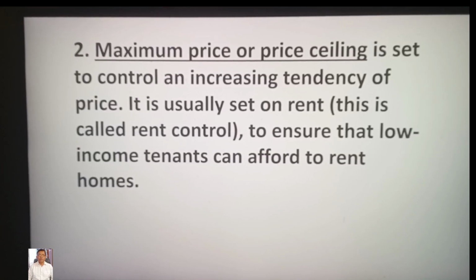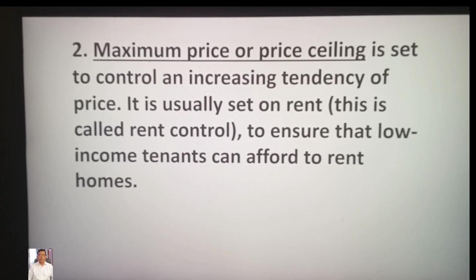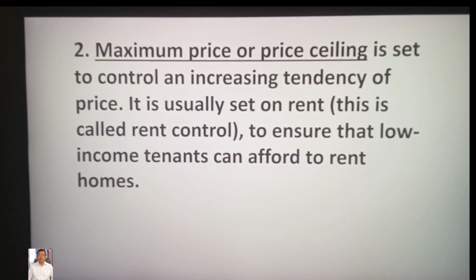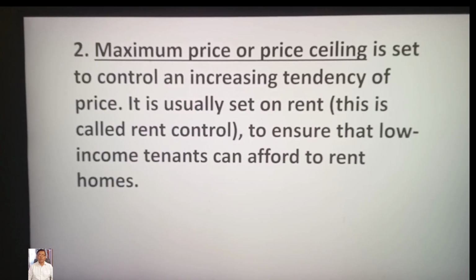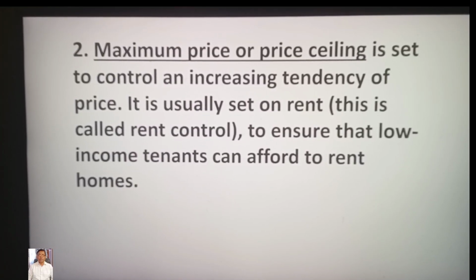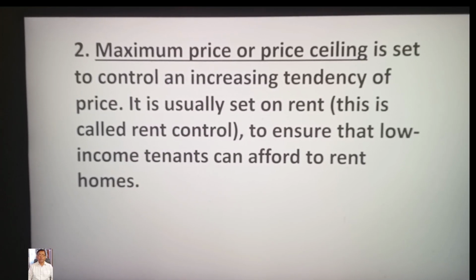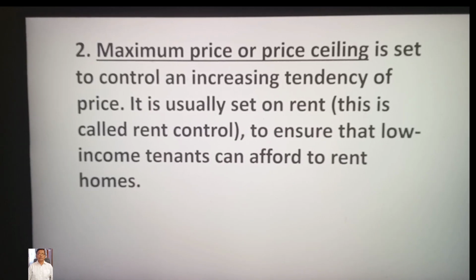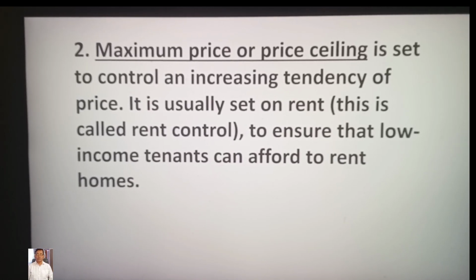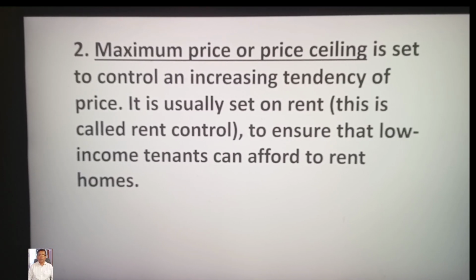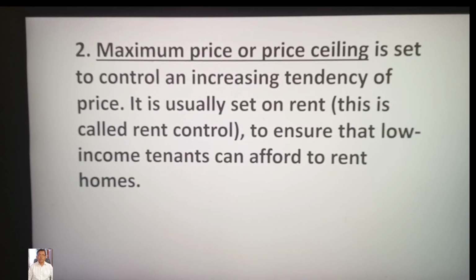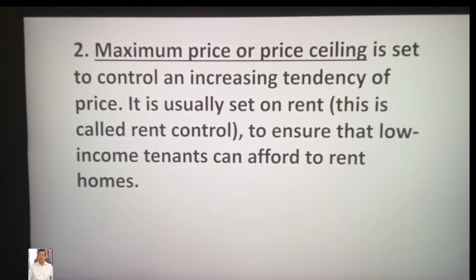Second, maximum price or price ceiling is set to control an increasing tendency of price. It is usually set on rent. This is called rent control, to ensure that low-income tenants can afford to rent homes. But as a result of lower rent, landlords will stop renting more homes, causing supply to contract, as shown in the diagram.